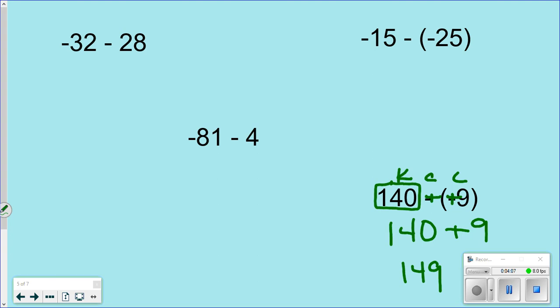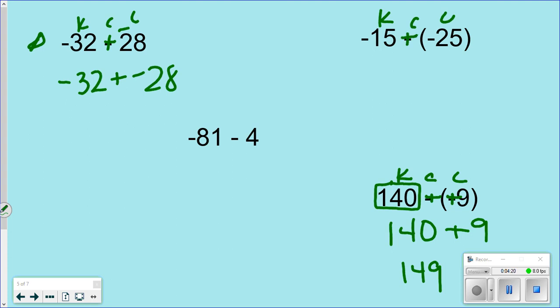So same thing up here. If I go back up here, it'd be keep, change. This is what it would look like: -32 plus -28. Okay, and this one over here would be a keep, change. Change this. I got to change this. It would be -15 plus 25, and then you would solve like you would normally solve.